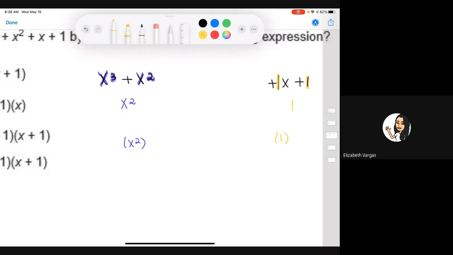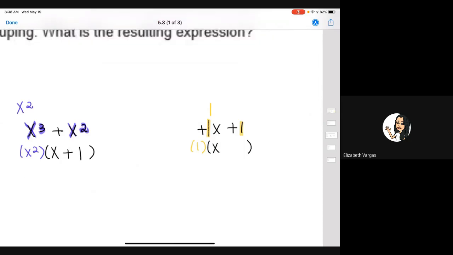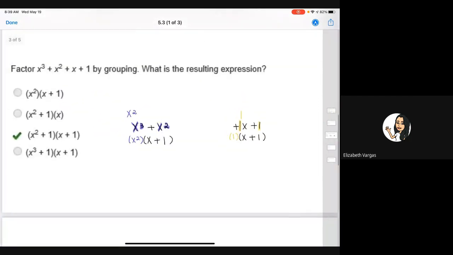x squared. Okay, I want to see what I'm going to multiply by x squared to give me my original expression. This was my original expression. So how do I go from x squared to x cubed? I just multiply by x. How do I go from x squared to x squared? Just multiply by 1. Same thing over here. How do I go from 1 to 1x? Just multiply by x. How do I go from 1 to 1? Just multiply by 1. 1 times 1 is 1. And so there I have my two expressions.